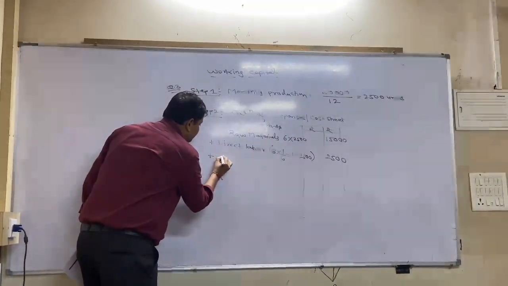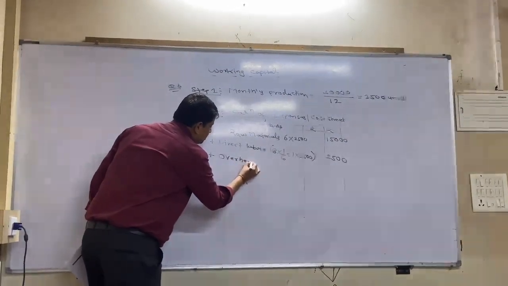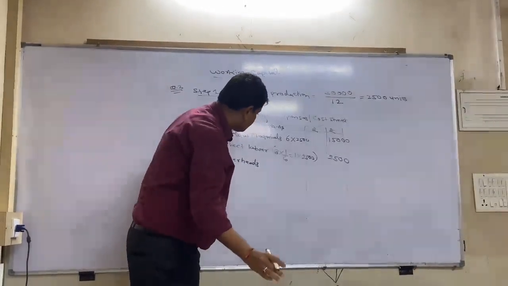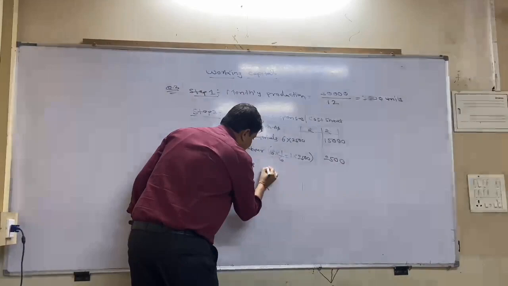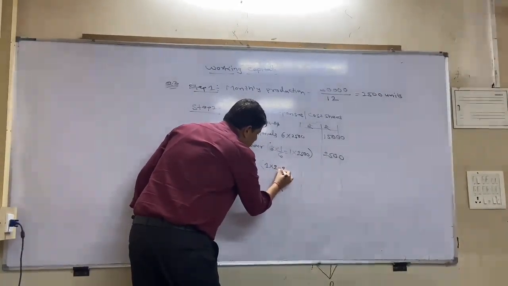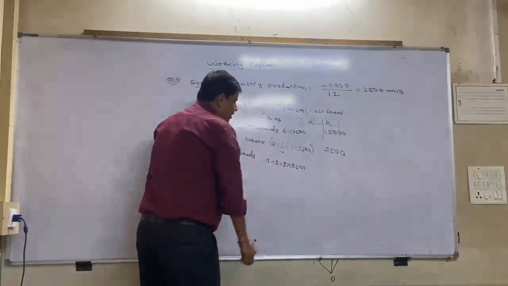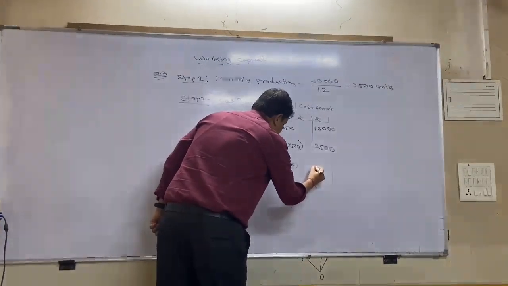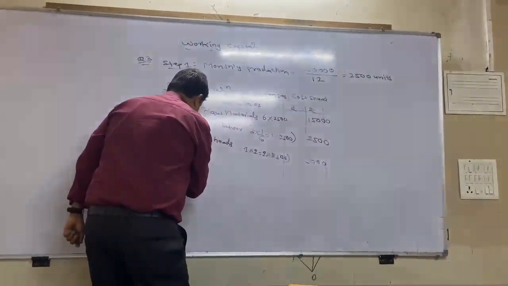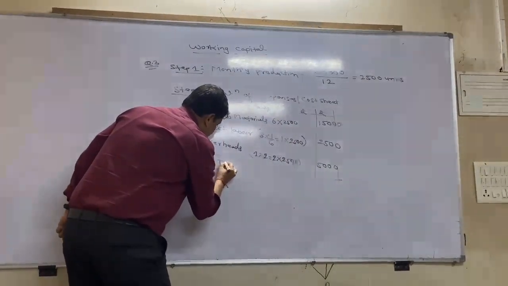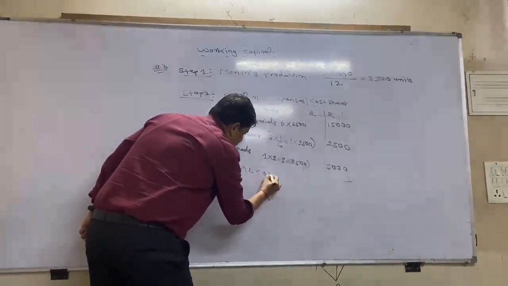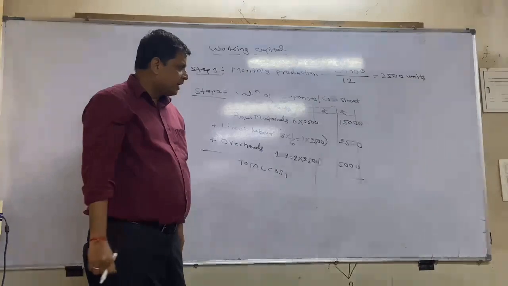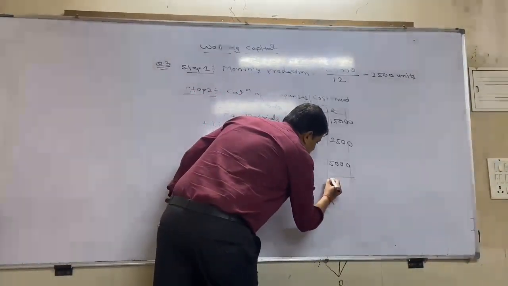Then the third item is overheads. What are they saying for overheads? Twice the direct wages. Direct wages is 1 rupee, into 2, so it is 2 rupees. Twice is 2 times, so the total comes to 2 into 2,500. So I guess the answer is 5,000, right? So this is the total cost. Total cost is 15,000 plus 2,500 plus 5,000. It comes to 22,500.